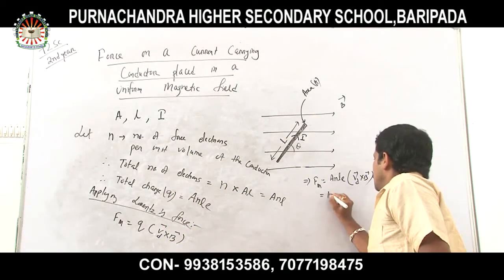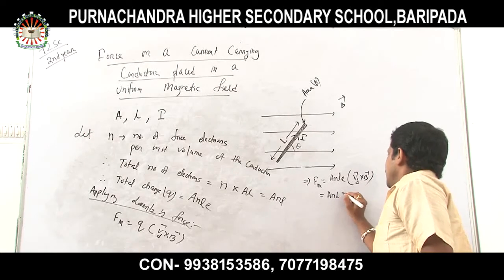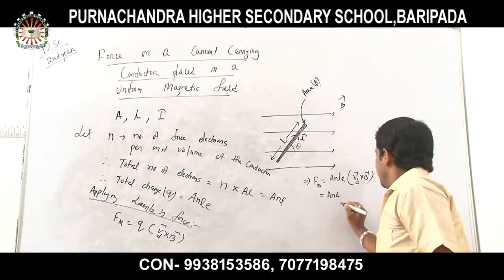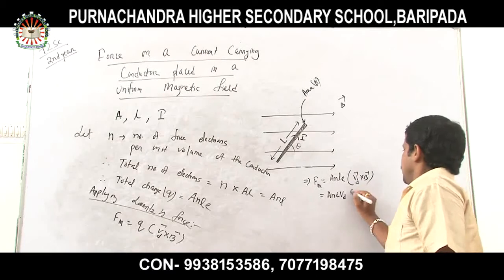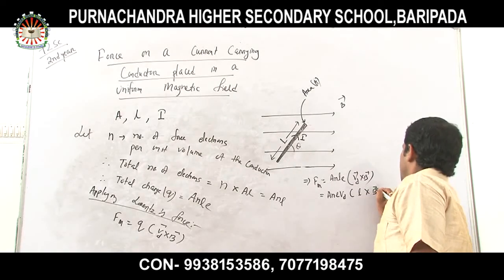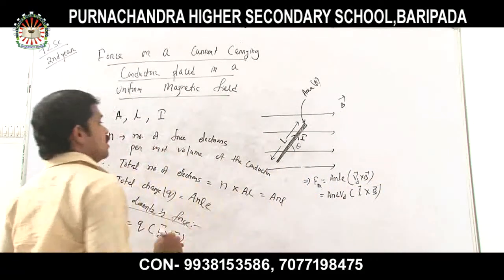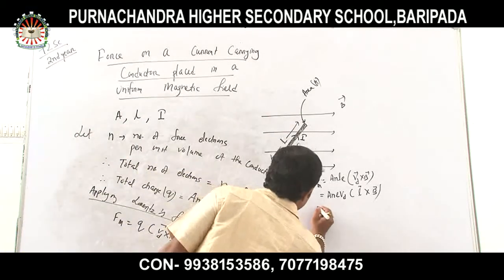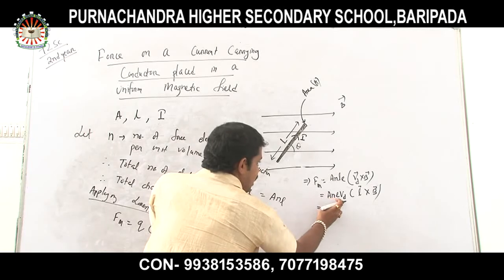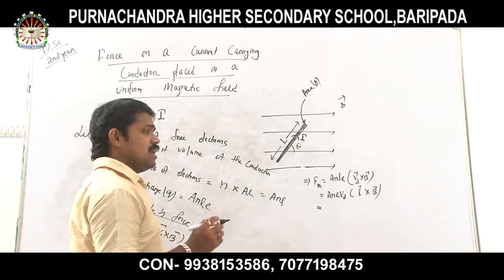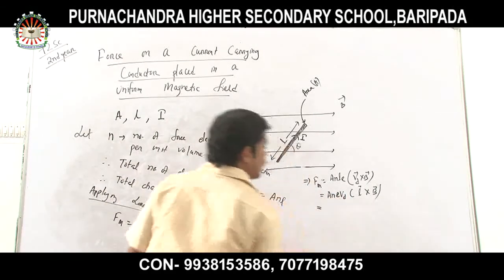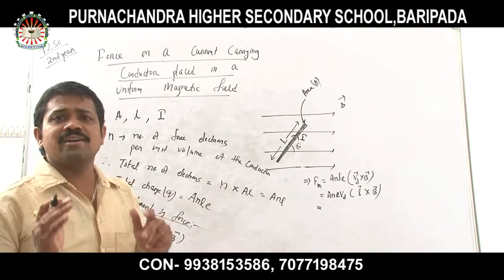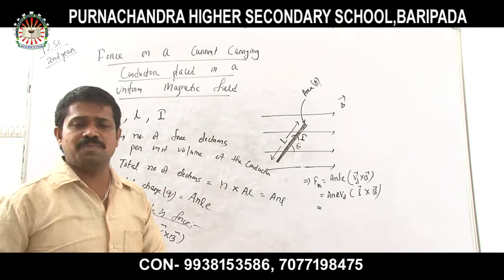Now I can rearrange it. A n e, let us take the Vd outside, and this is L cross B. L means length vector, unit length vector. This can be represented like this. So now A n e Vd. What is that expression? Can you remember that one? That expression is nothing but the expression of electric current, which we have discussed in chapter number 3.